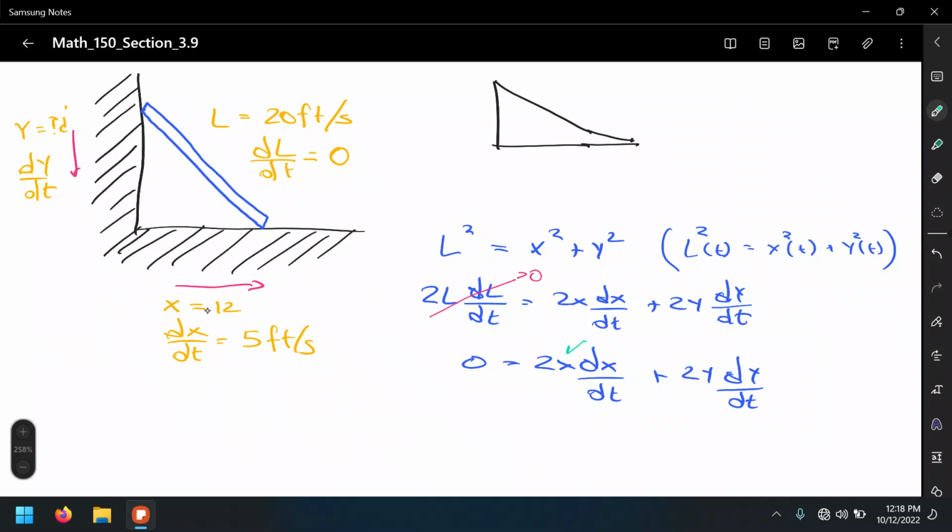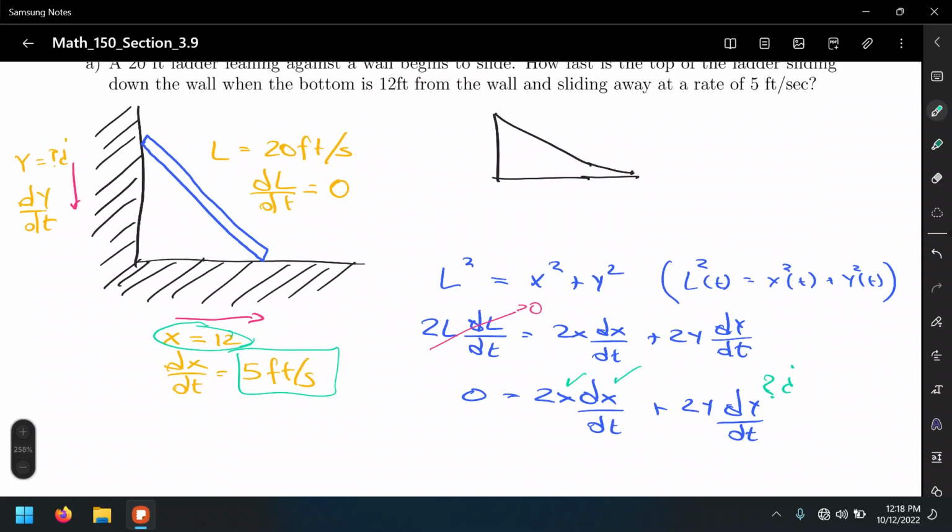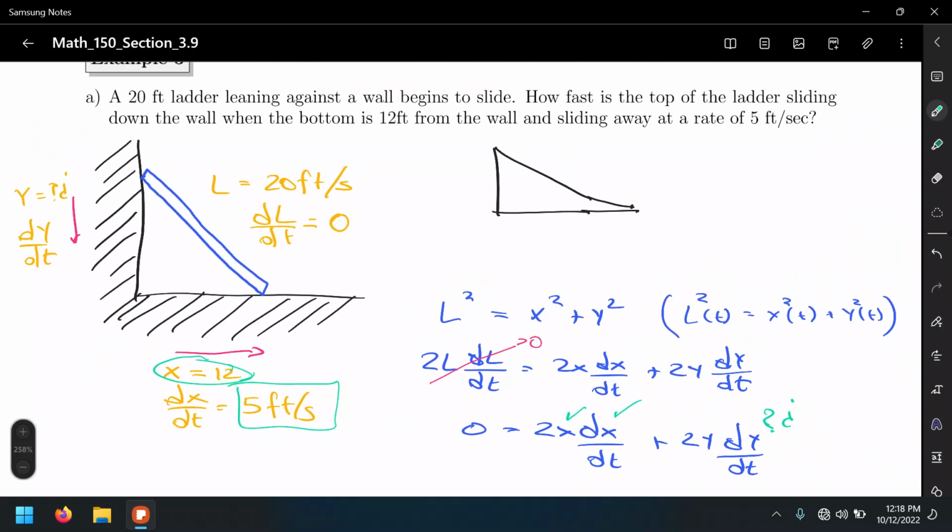All right, let's put a check mark on the information that we have. Do we know x? Yes, we have it here. Do we know dx dt? Yes. It's also here. What about dy dt? Well, that's actually the question, right? What about y? Do we know y? We don't know y. However, we have enough information to find the value of y at this particular time when x equals 12, and of course the length of the ladder is 20.